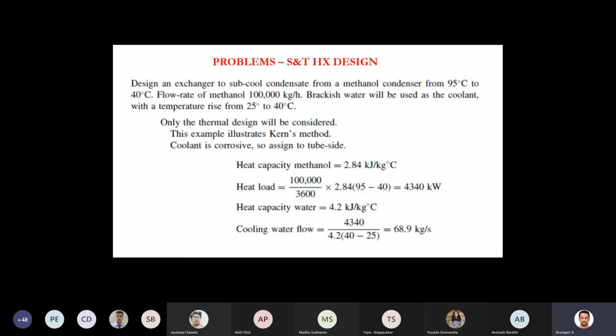So what is the flow rate of condensate? It is around 27.78 kg per second, and this is 68.9. That is how you can calculate it.